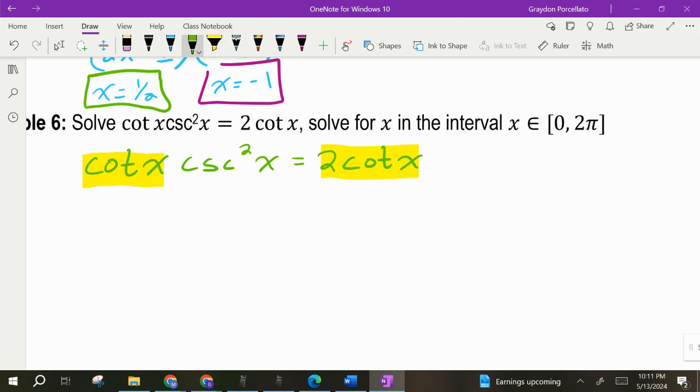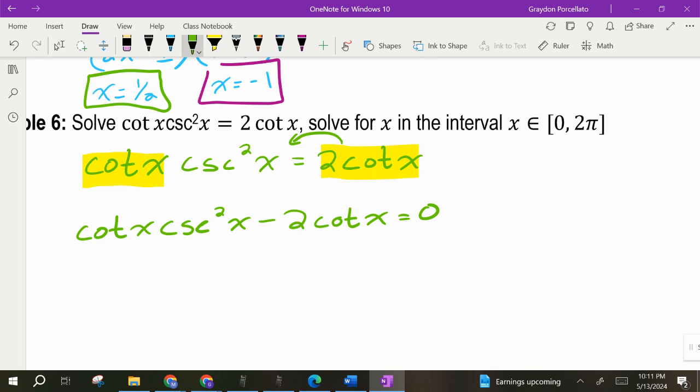We always start by bringing everything over and setting the quadratic equal to 0. So that's what I'm going to start with doing. I'm going to bring this over. And I'm going to write cotangent x cosecant squared x minus 2 cotangent x equals 0.